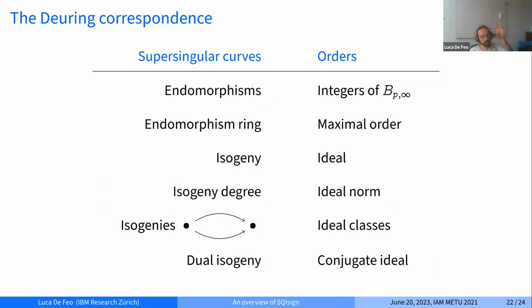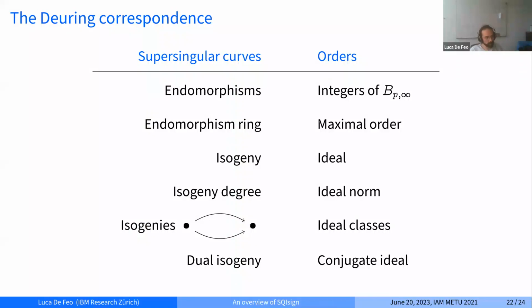That knowledge is something that allows us to do all sorts of computation efficiently by just working in the world of orders, of maximal orders of the quaternion algebra, doing all the computations there, and then translating those computations to the world of supersingular curves. So this is essentially the intuition behind SQIsign.